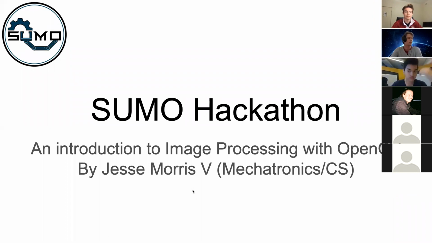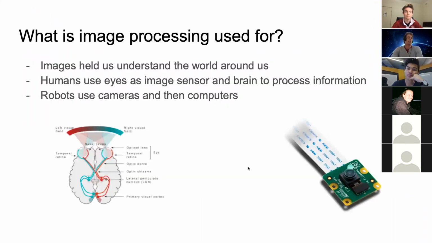First thing, what is image processing? You might think of how our brains interpret images. Through our eyes, we take in information. Images really help us understand the world around us, right? Humans use our eyes and then our brain to process images, and from that we can segment out information to help us understand the world around us. Our brains are the best thing for image processing.